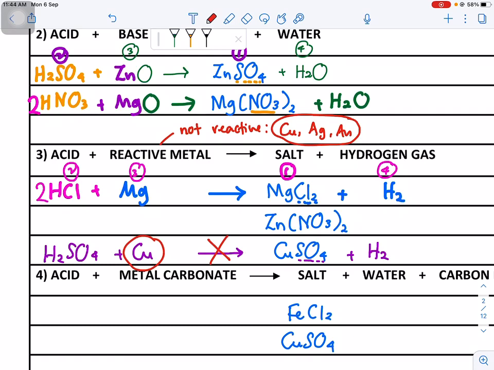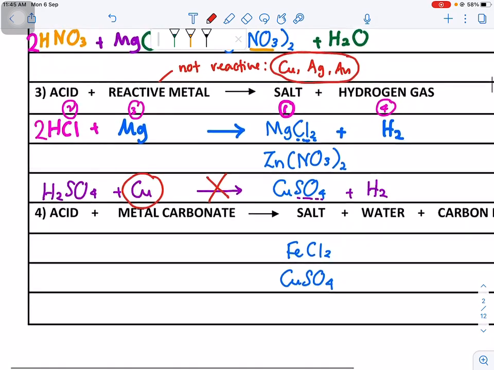So jangan shock sendiri. You have to know reactive metal tu siapa. Jangan ambil copper, silver, gold. So what I want to say here is you cannot use the reaction between acid and copper to prepare copper sulfate. It is not allowed. Tak jadi.